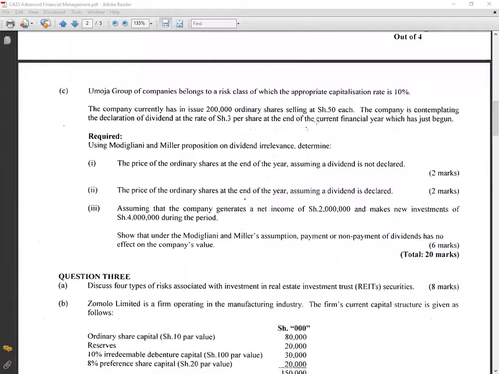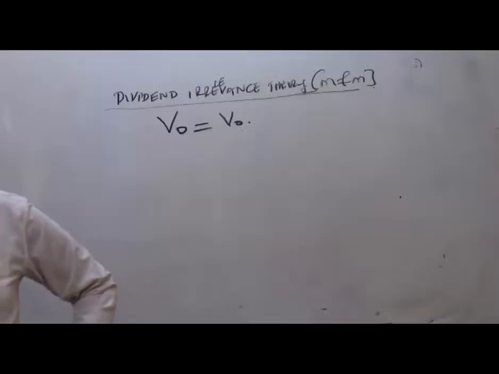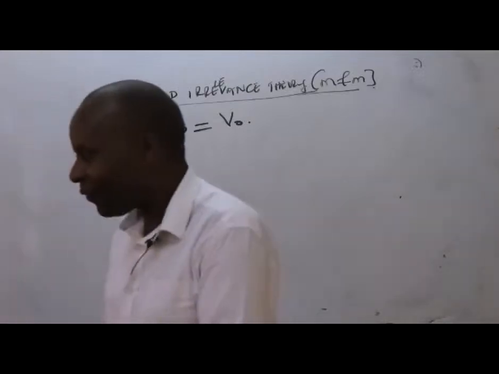Using the Modigliani and Miller proposition on dividend irrelevance, not the firm valuation per se, not the normal Modigliani and Miller, determine the price of the ordinary shares at the end of the year, assuming a dividend is not declared. I like this, ladies and gentlemen, because this is quite a funny one.